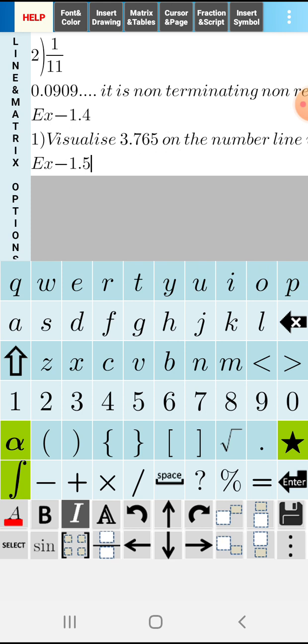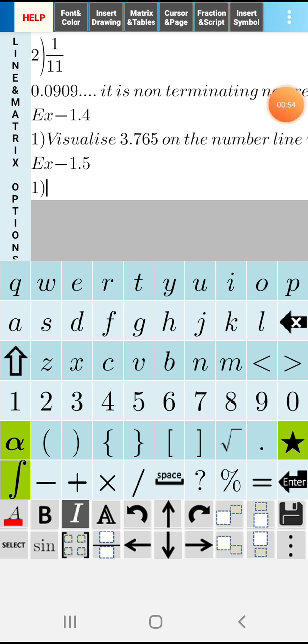Next, let's come to exercise 1.5. In the first question, they will give a sum, and you have to tell whether it is rational or irrational. What is that you have to tell?